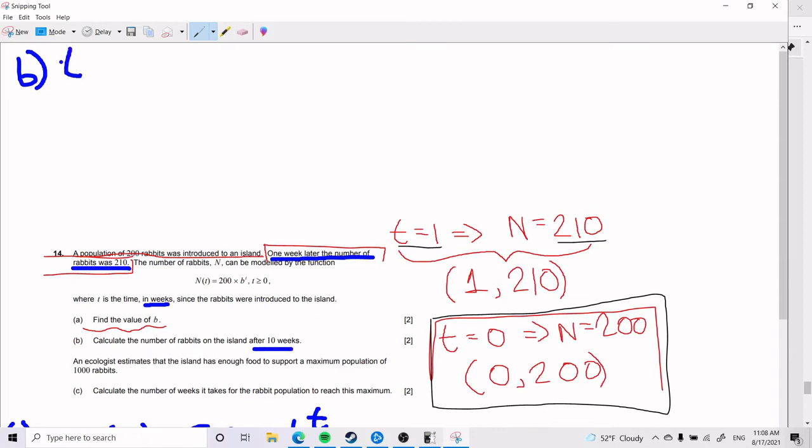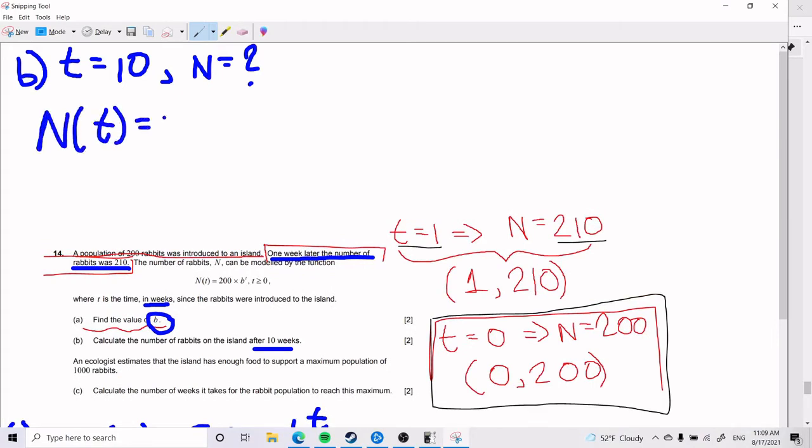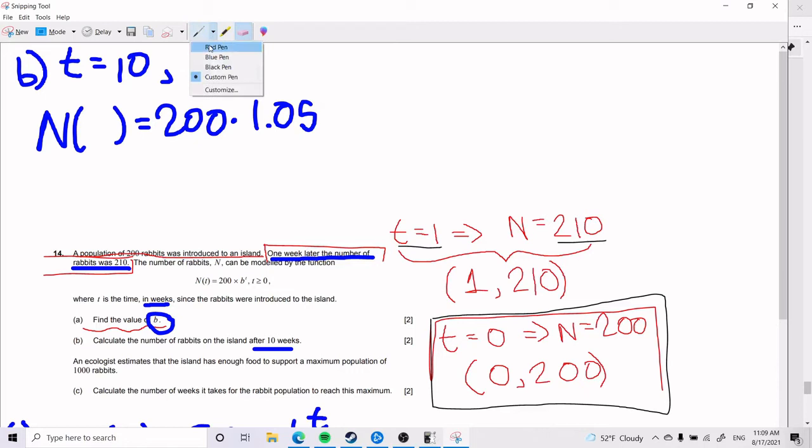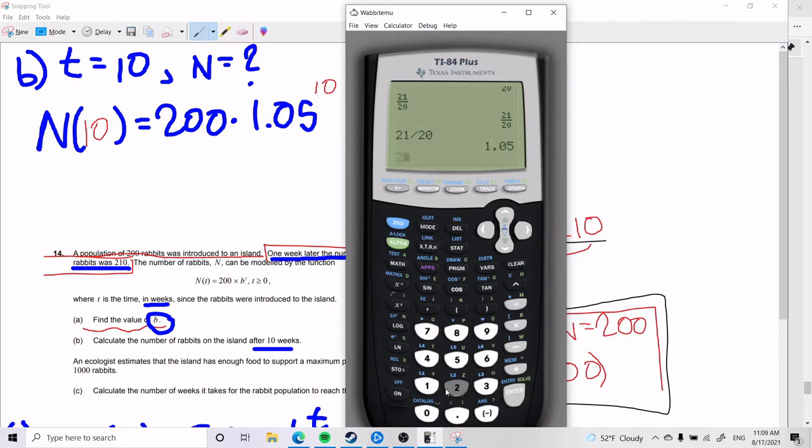And so 10 weeks we know is t equals 10, and we don't know what n will give us. Okay, but we can also apply it because we already found the value of b, so we now have our complete function. Our complete function before plugging in t equals 10 is going to look like this. We have 200, we now know the value of b, which is 1.05, and all of this to the power of t, right? But we are plugging in t equals 10, so it will look like this. And I'm just going to go ahead and put this into our calculator and see what we end up with. And of course, we end up with 325.7789.